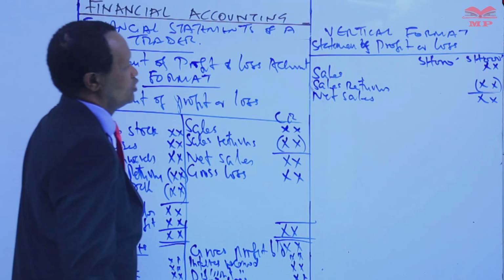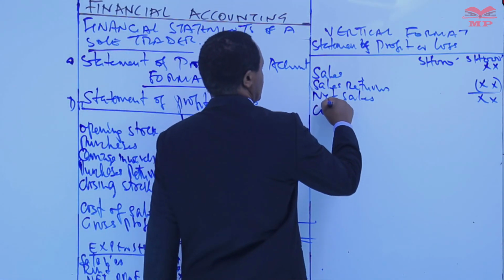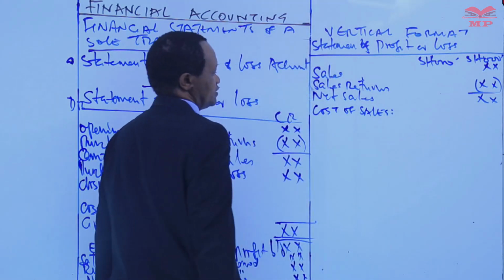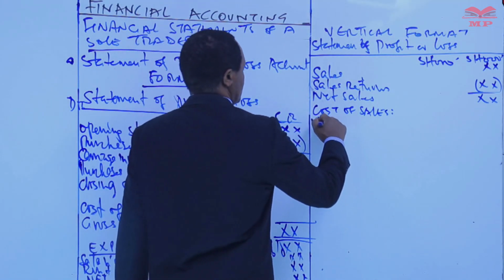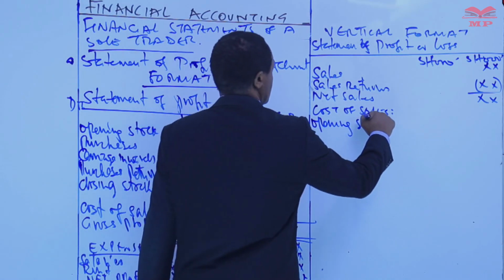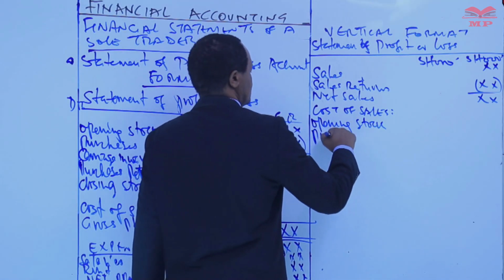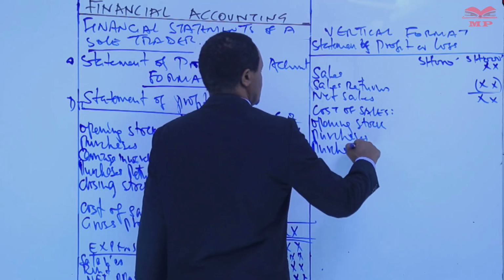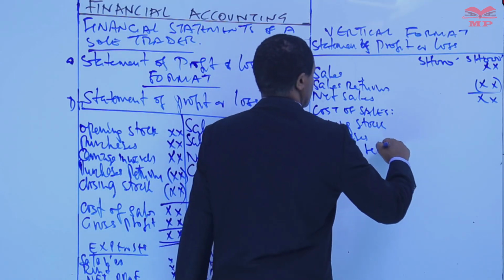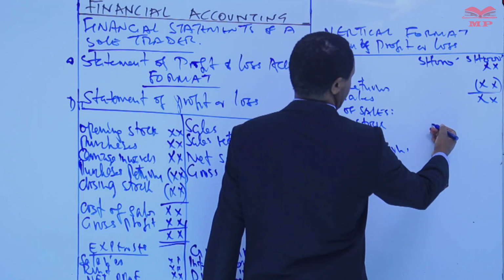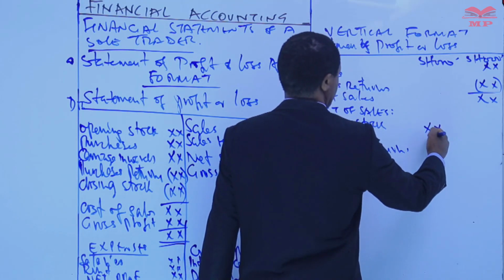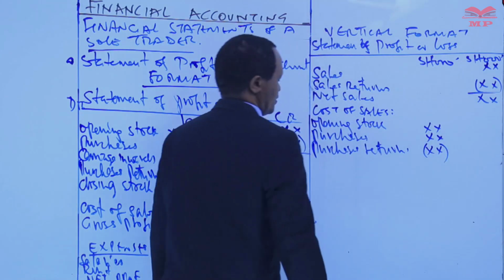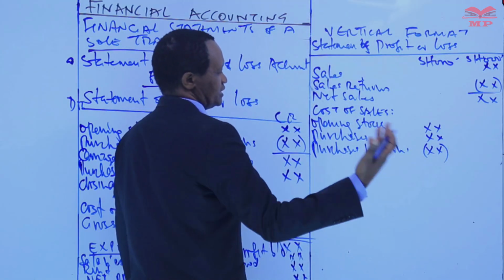we will deduct the cost of sales. How do you calculate cost of sales? First, you take the opening stock, add purchases, deduct purchases returns. So you have opening stock, write it in the first column here. Purchases you add to the opening stock, purchases returns you deduct. So it's known as purchases returns or returns outwards.